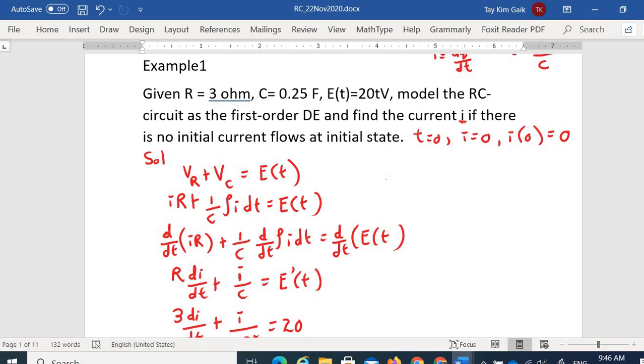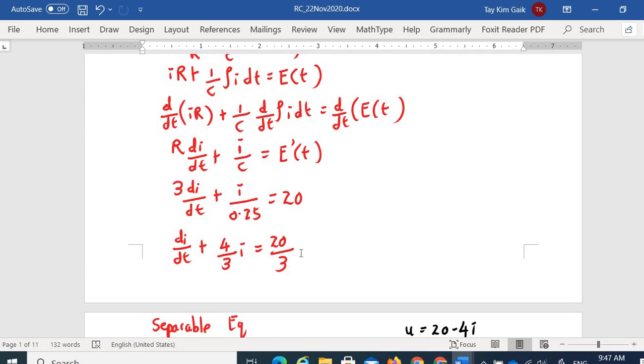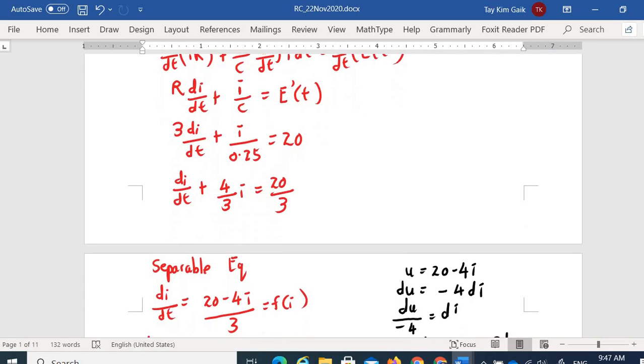And if E prime(t) is constant, then this equation can be separable and can also be a linear equation. But if E prime(t) is not constant, it is only a linear equation.